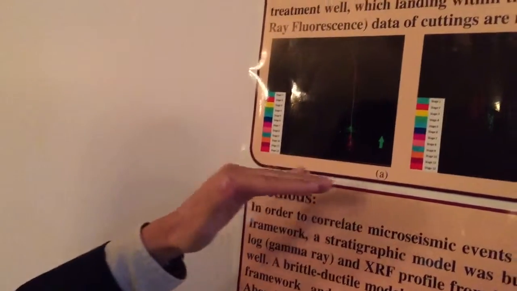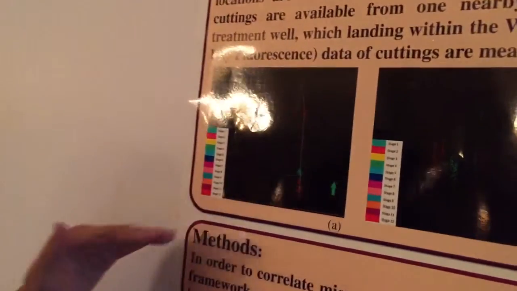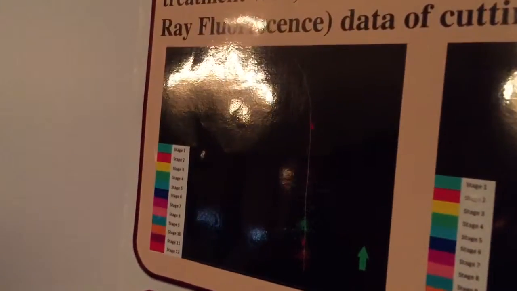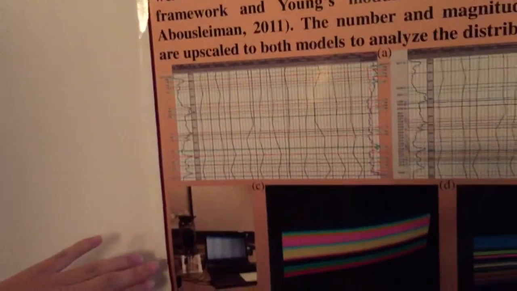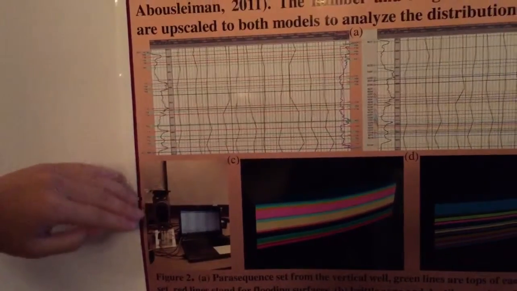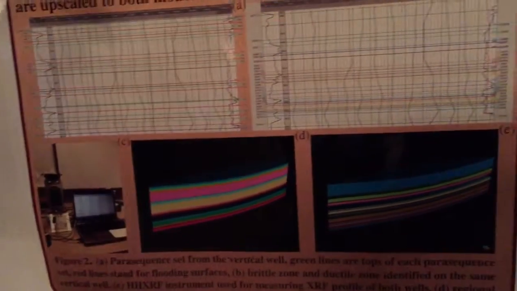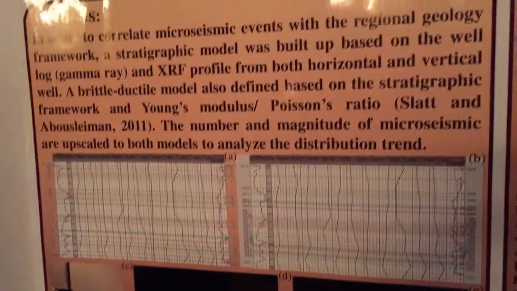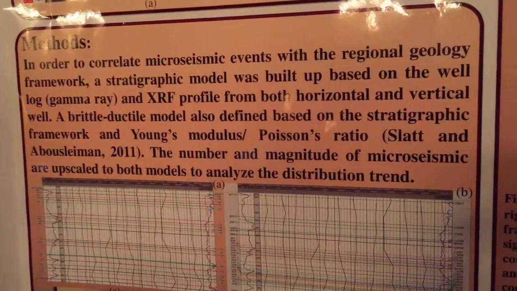To make an interpretation of these microseismic events, we measured the handheld XRF with this instrument, as introduced by Brian. So we measured the XRF profile from the vertical well and the horizontal well track, so that we can compare the relationship between the vertical and horizontal parts.